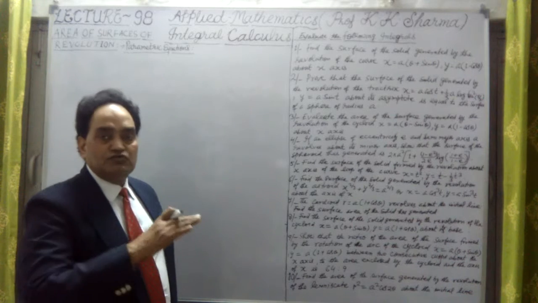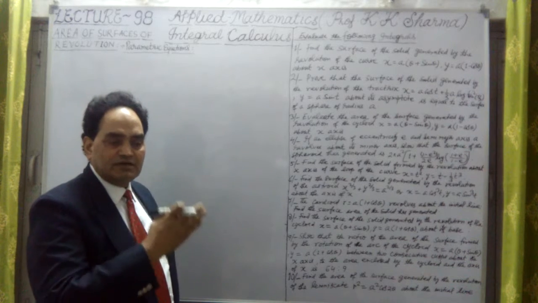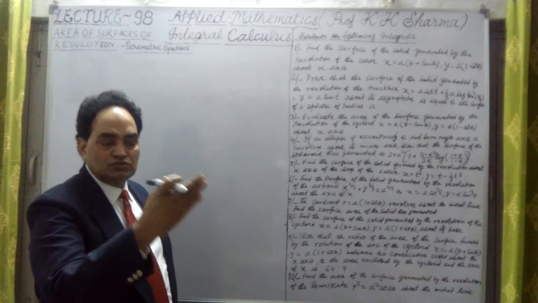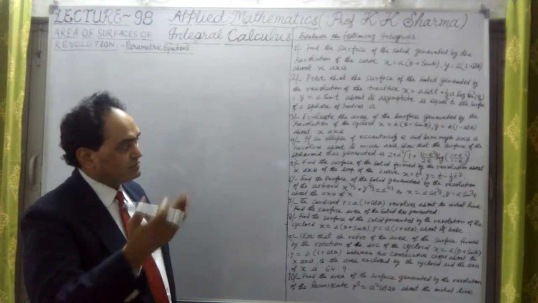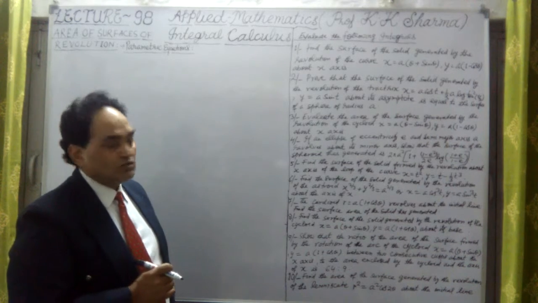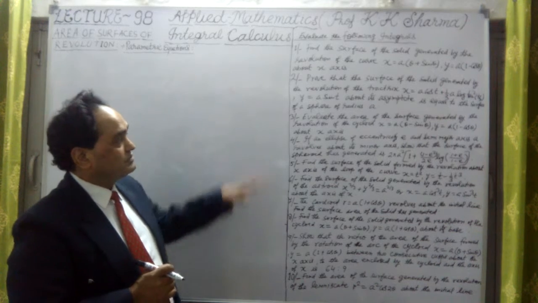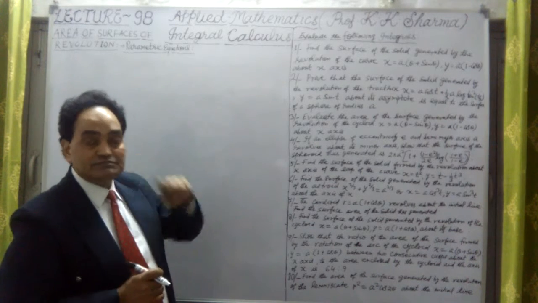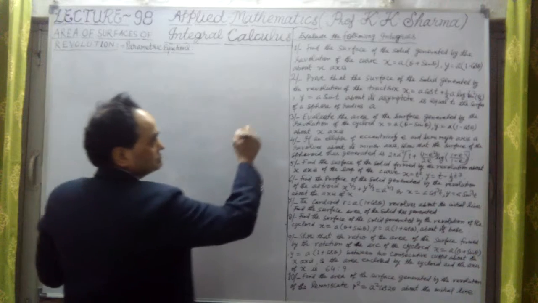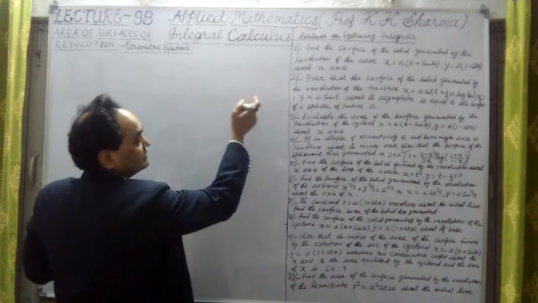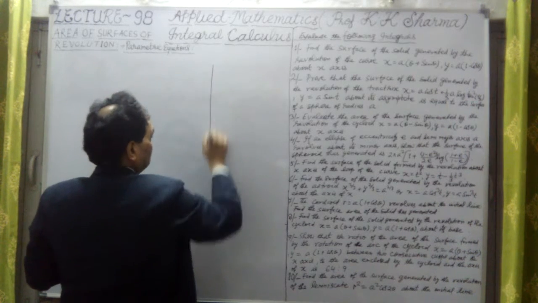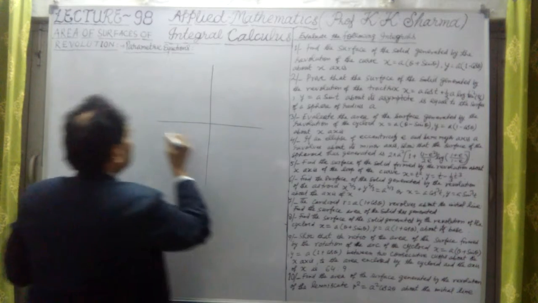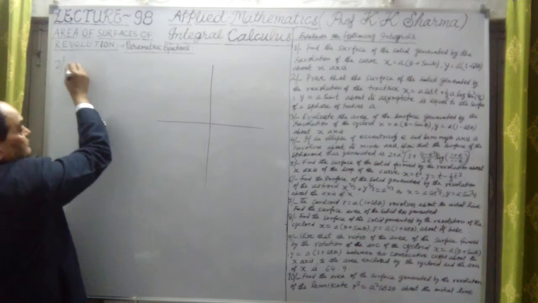So at different values of t, for example minus pi by 2, 0, pi by 2, pi. In this way we will take different values. On those values, we calculate what the values of x, y, and dy by dx are. So all those values we calculate. This is question number 2 here.